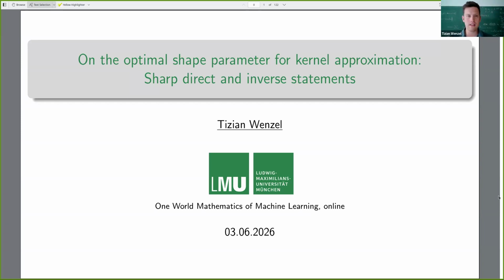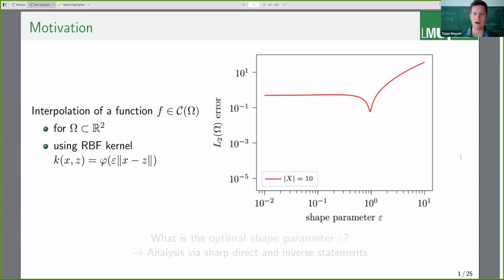Okay, thanks a lot for the great introduction. So I want to start with a brief motivation. For this, we consider the following setting. I'm interested in interpolation of a function f, which is assumed to be at least continuous, and we will have some more smoothness assumptions later on, for example, on a two-dimensional domain. For this, we make use of kernel interpolation.